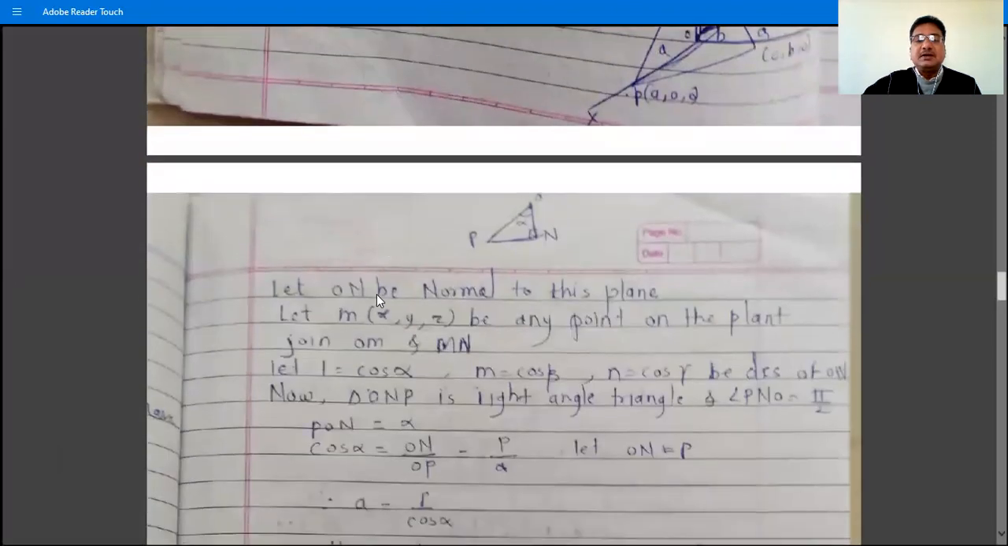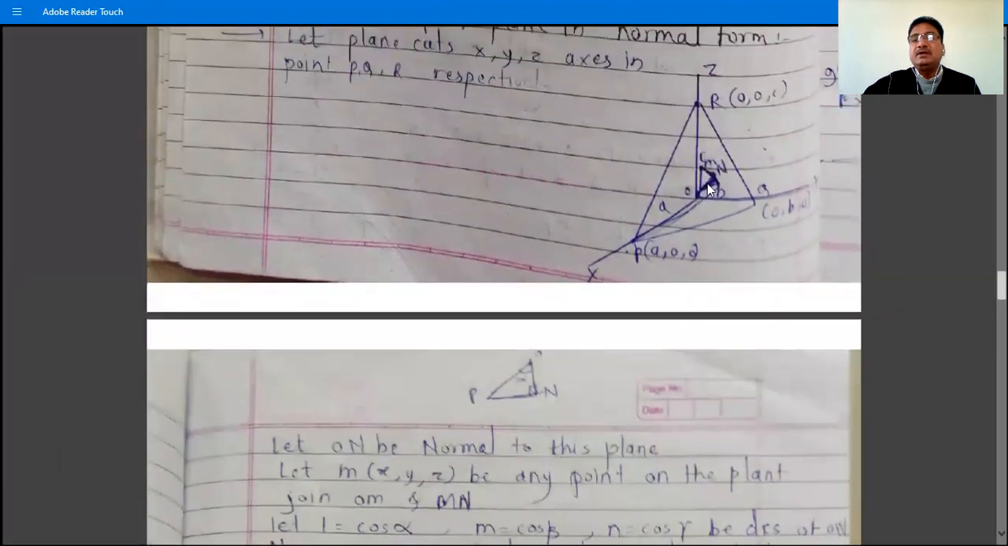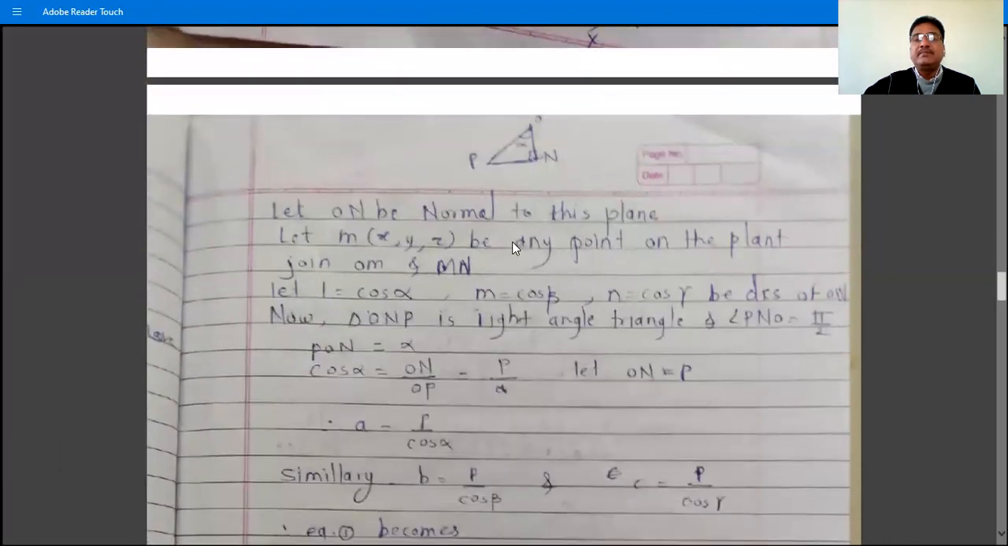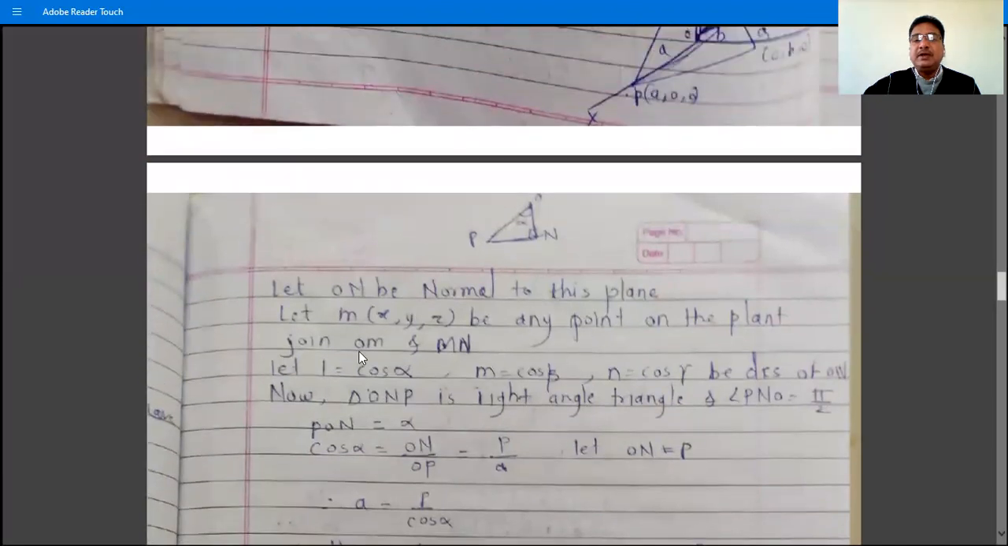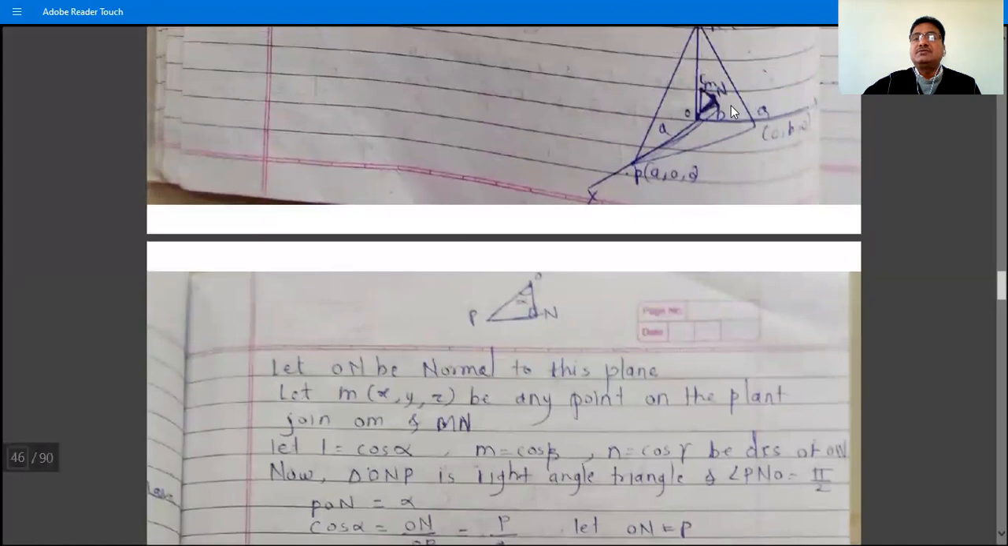Then write this: let ON be normal to this plane. ON is normal to the plane. O is the origin, and from the origin draw a normal to the plane, that is, perpendicular to the plane, and N is the foot of the perpendicular, obviously. So let M(x, y, z) be any point on the plane. Take M as any other point on the plane apart from N, and let its coordinates be x, y, z.